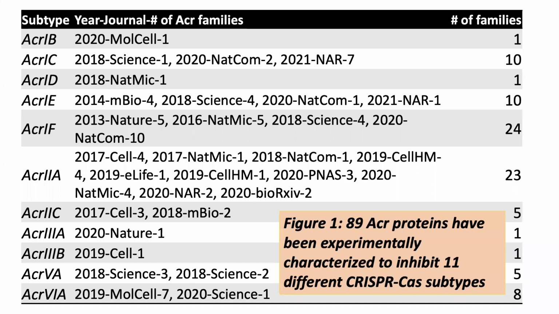Since 2013, 89 Acr proteins have been experimentally characterized to inhibit 11 CRISPR-Cas subtypes. When I say 89 proteins, I actually mean 89 protein families classified based on sequence similarity, so that between two different families, there's no sequence similarity. When taking these 89 proteins for sequence homology search, most of them have homologs restricted to genomes of the same species. And most of those proteins do not have a Pfam domain.